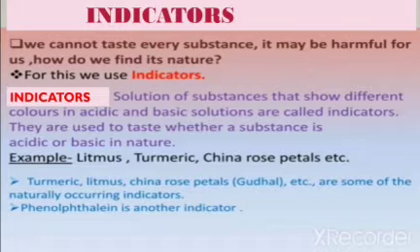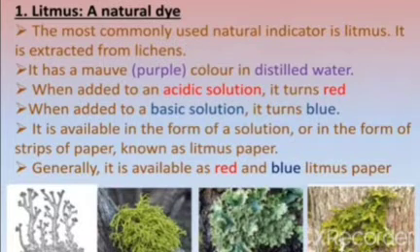An indicator shows different colors in acids and bases, which tells us whether the substance is acidic or basic in nature. Examples are litmus paper, turmeric, China rose. These are natural indicators. Phenolphthalein and methyl orange are synthetic indicators. Now litmus is a natural dye which is extracted from lichens. It is the most commonly used indicator.